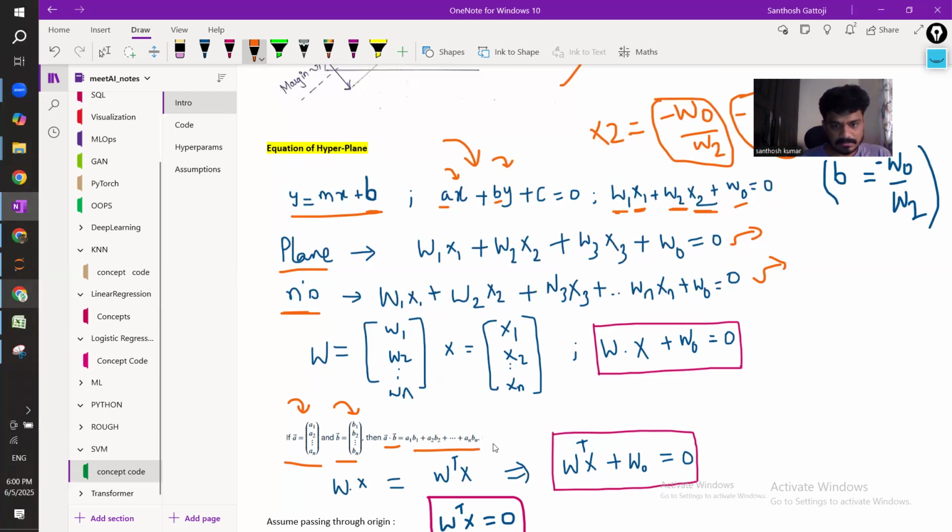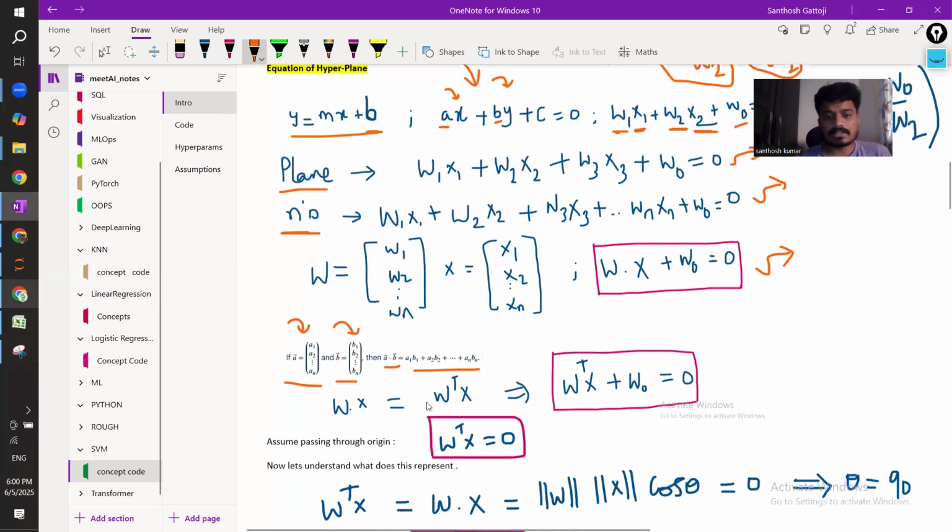Is this part visible? Yes, visible. Okay, fine. So similarly, we already have this. I'll consider all these W's as one main W, W1, W2, and W dot X equal to W0. Clear? Next, we have the formula W dot X equal to W transpose X. It's just a vector formula. If you have two vectors and you want to do a dot product, it is similar to doing the transpose of this vector and just multiplying with X.